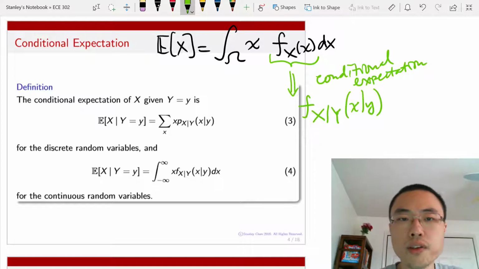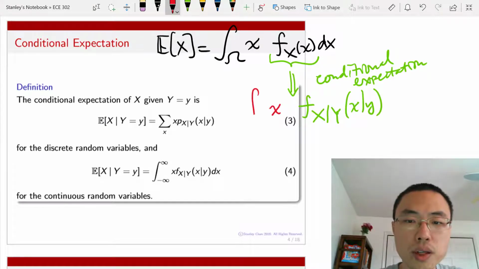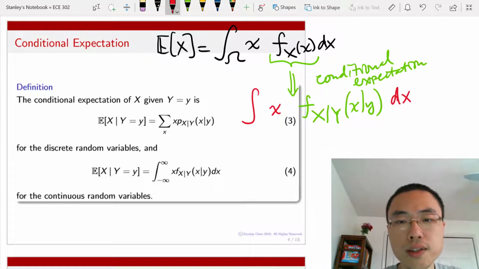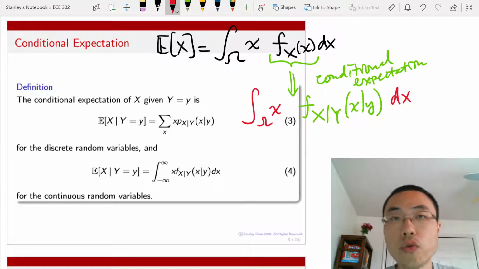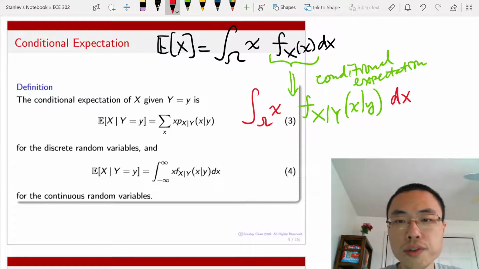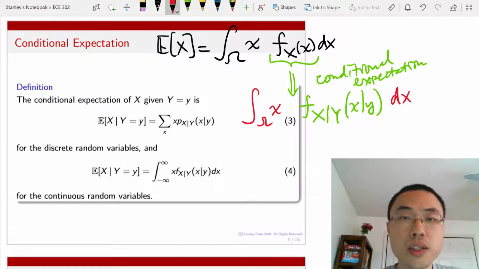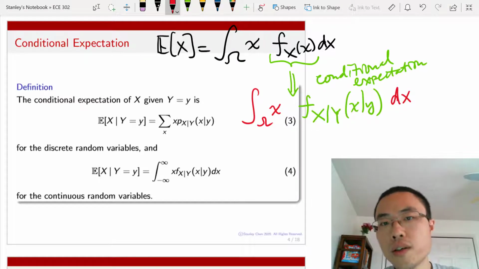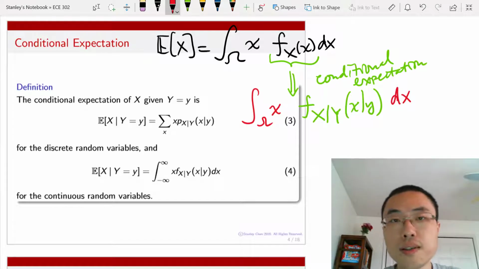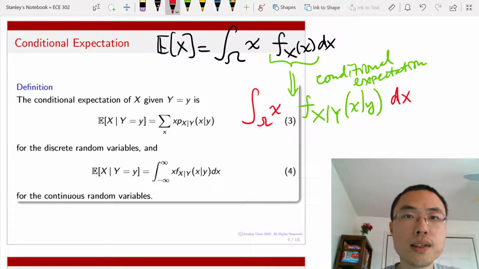So you may wonder, if now I have x here, and then I have this f of x given y, what should be the integration? Well, the integration is still on dx, and you're still integrating over the entire set omega. So the only difference going from the traditional expectation to this new thing called a conditional expectation is to replace this PDF by the conditional PDF. And if you understand this idea, you will understand what conditional expectation means. It's nothing more complicated than replacing the PDF with the conditional PDF.